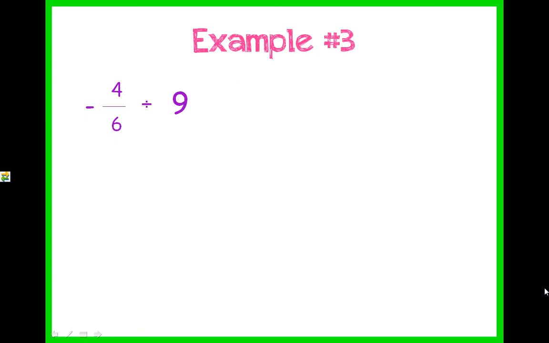Alright, first thing here, we have a negative 4 over 6 divided by 9. You're going to shape it. So I put that negative with the numerator so I have a place to go. And then the 9 will be 9 over 1. Now everything looks like fractions.